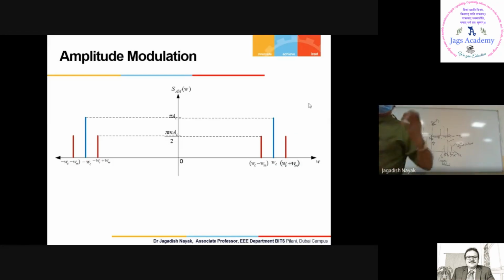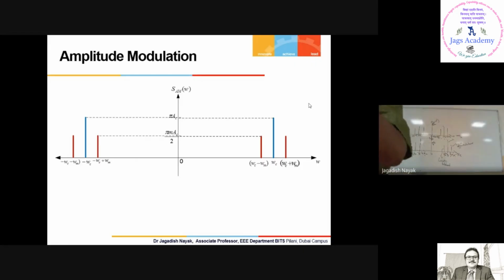Now, the question is, do we require all these frequency components? We don't require them. The carrier, you are also sending a carrier wave. Can you see here? AC cos omega ct. Do you require cos omega ct? No, you don't require it. Now, you have omega c plus omega m t and omega c minus omega m t. Do you require both sidebands? One sideband is enough.